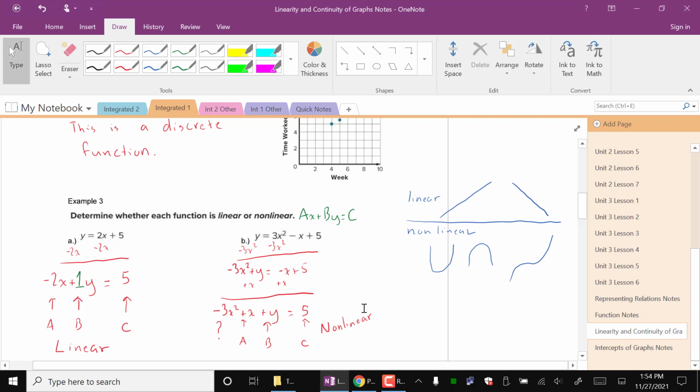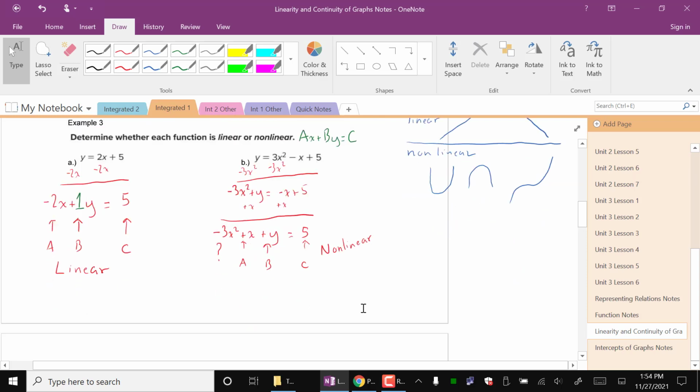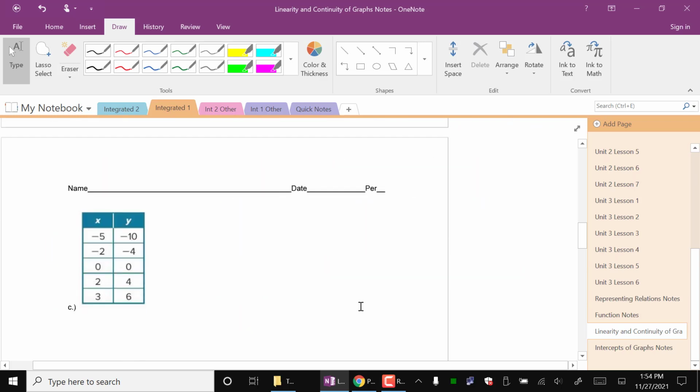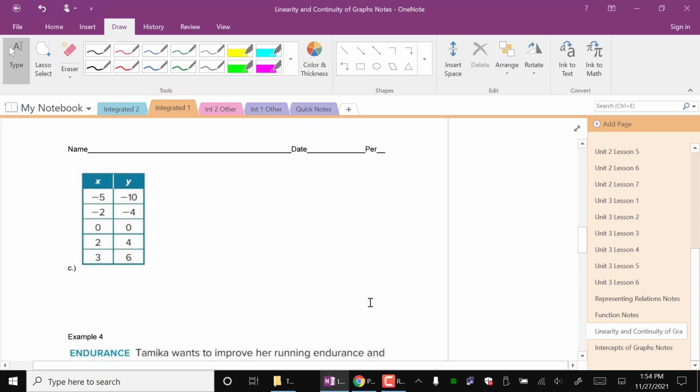All right, so if we have the equations, what if we have, say, a table? For this table, we want to determine if the jump over here is the same as the jump over here. What does that mean? If we go by 2 over here, are we going by the same amount over here?